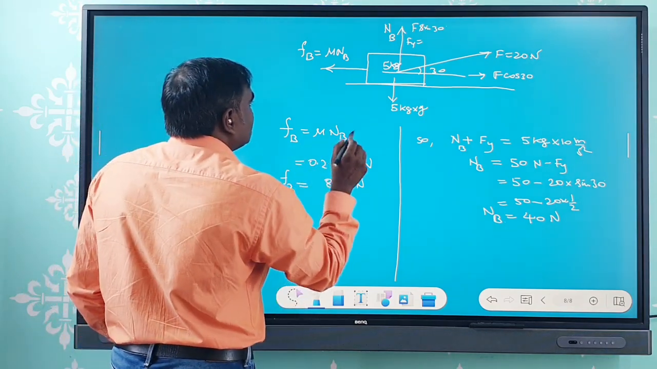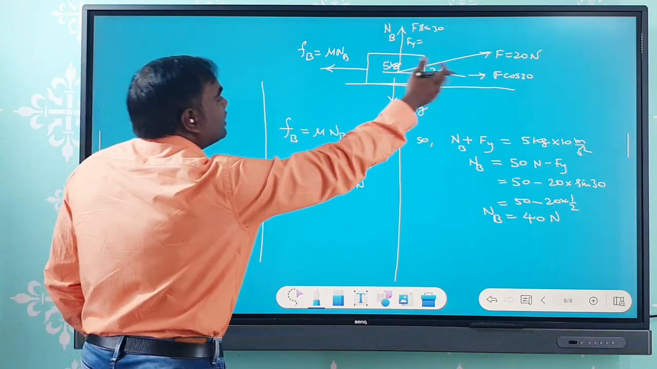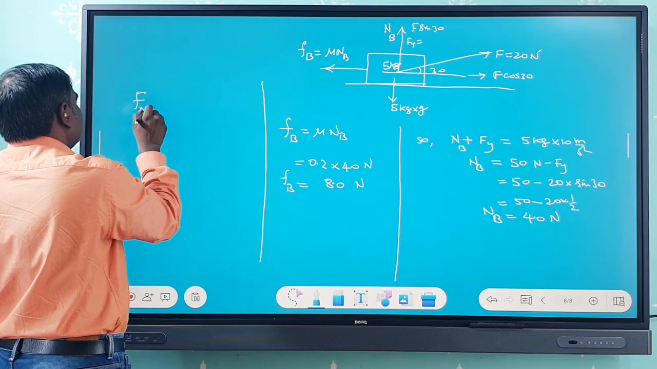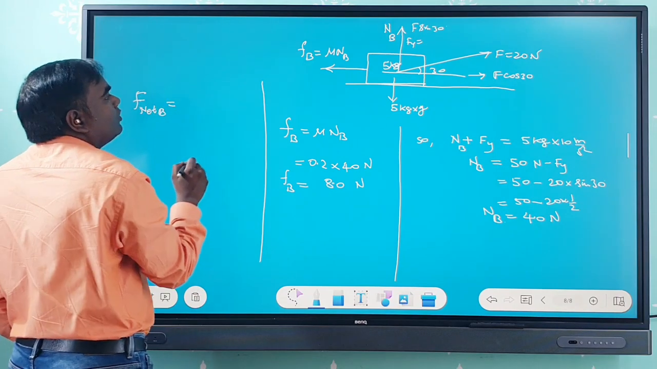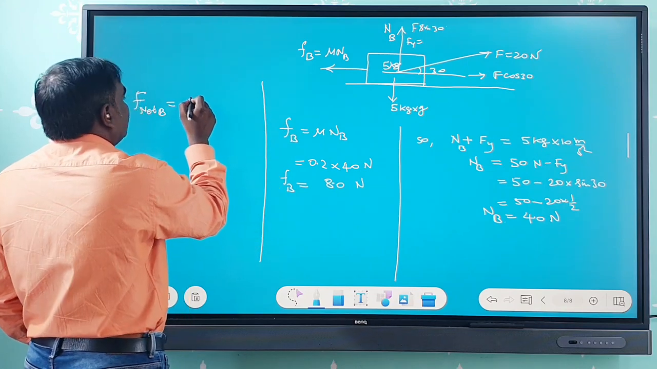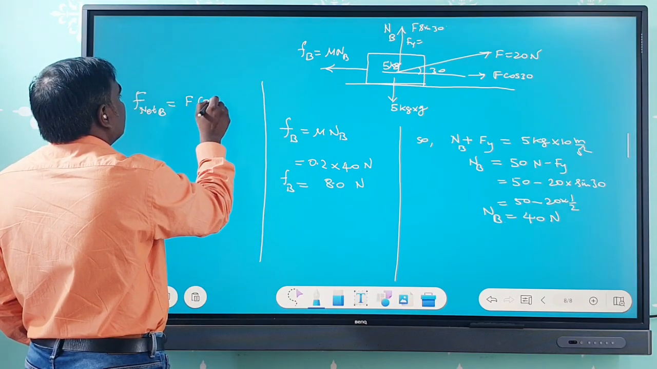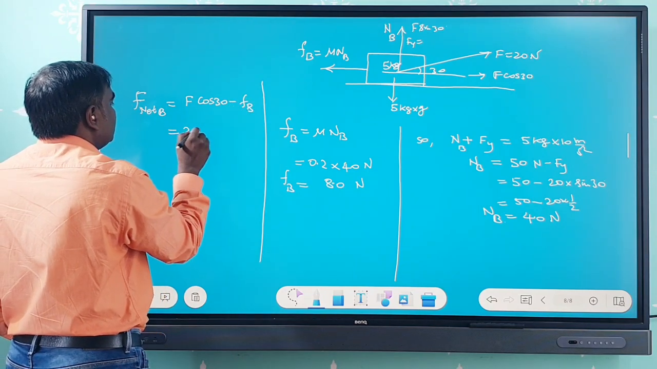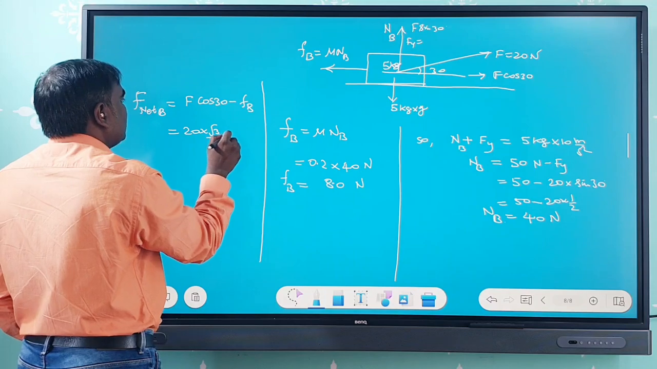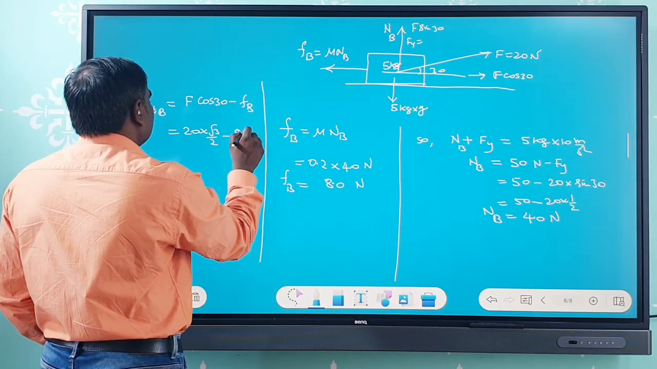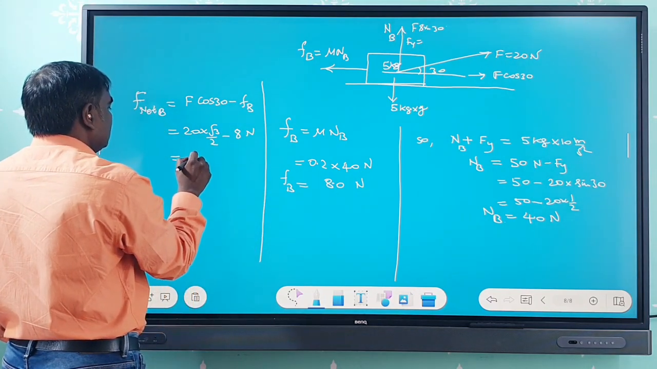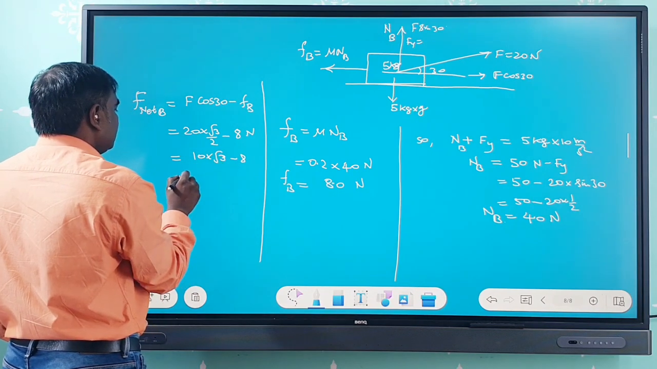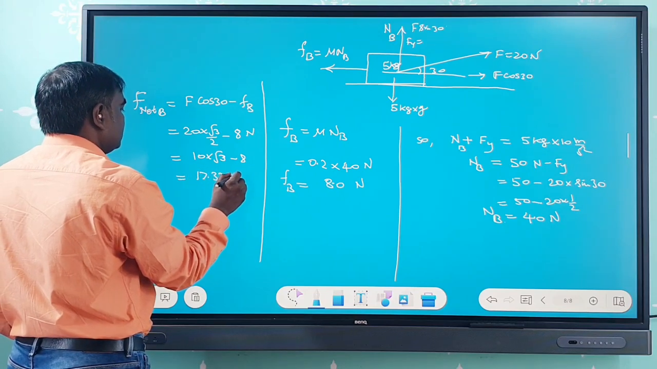So if the block comes into motion, the net force will be along this. So F net for B is equal to F cos 30 minus fB. So F means 20 into square root 3 upon 2 minus fB. fB means 8 Newton. So this comes out 10 into square root 3 minus 8. That means 17.32 minus 8.